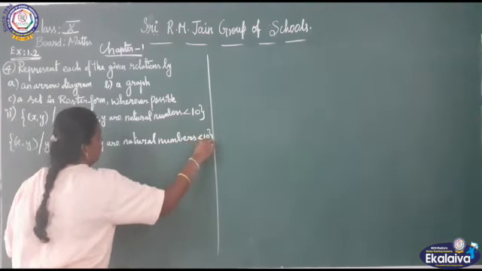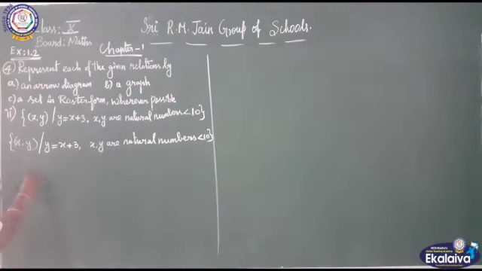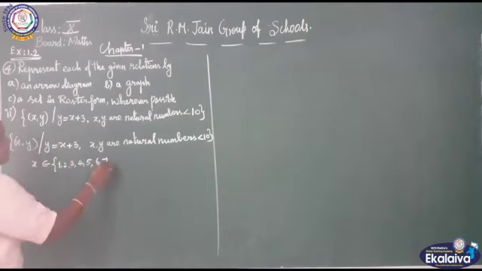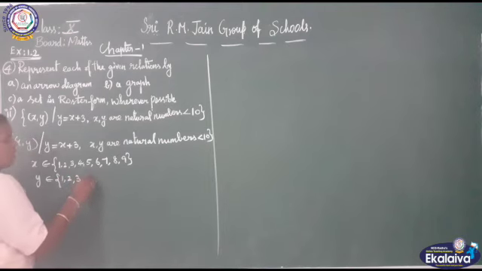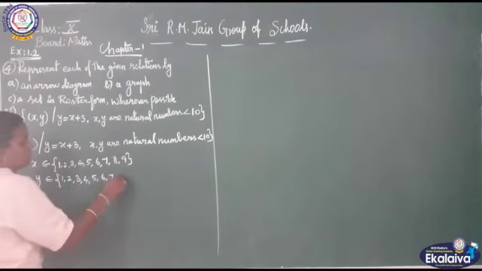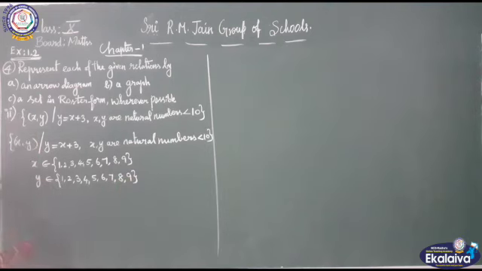less than 10. So less than 10 means we have to list out the elements. X belongs to the elements 1, 2, 3, 4, 5, 6, 7, 8, 9. And y is an element belonging to 1, 2, 3, 4, 5, 6, 7, 8, 9. They have given the linear equation condition y equal to x plus 3. In this condition we are going to substitute the value of x and we will get the value of y and make it an ordered pair.